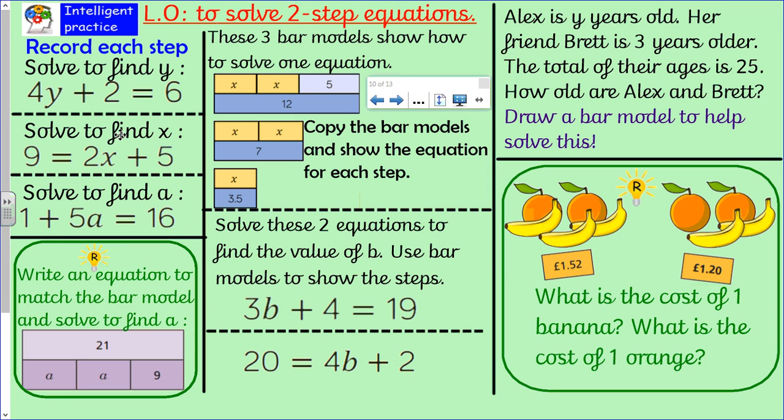So your first three tasks say record each step, solve to find y, x, and a. We just did quite a few of those in the guided one. So always think about this number first. How is it that I can take out that number and just be left with 4y equals something and then find y? Remember 2x means 2 lots of or 2 times x. 5a means 5 lots of a.